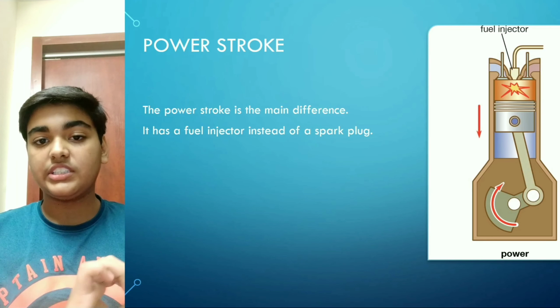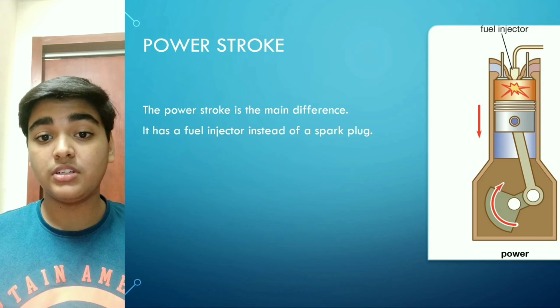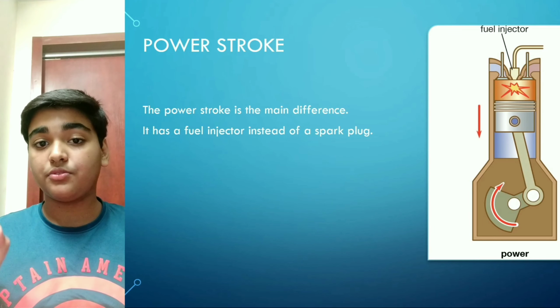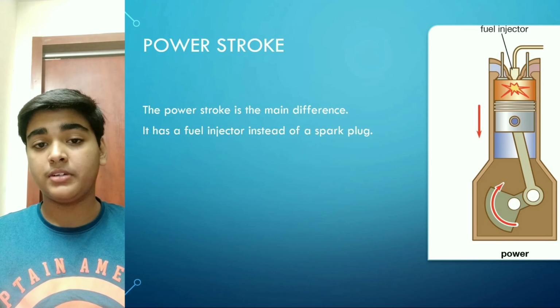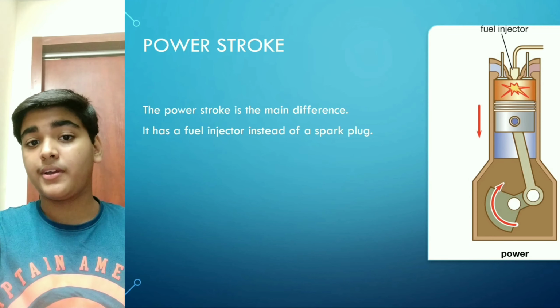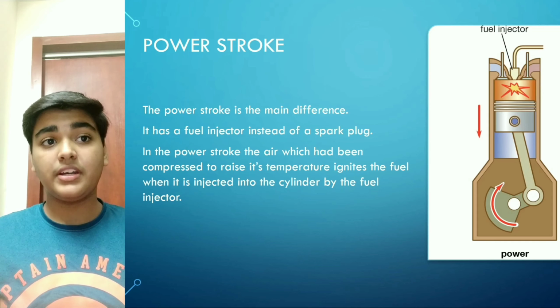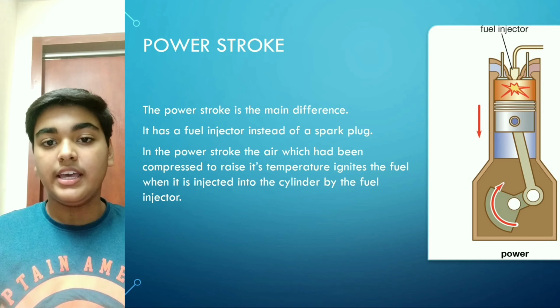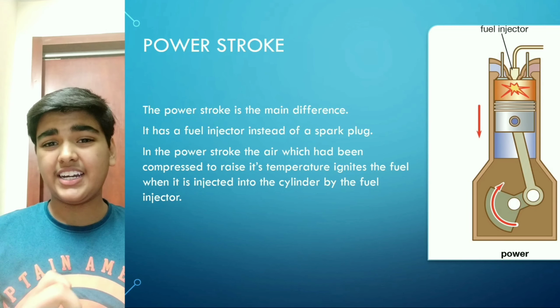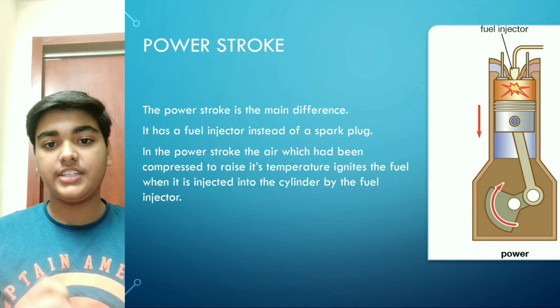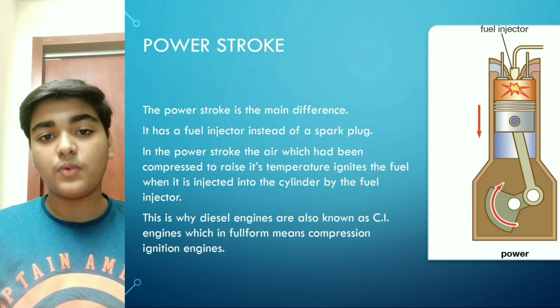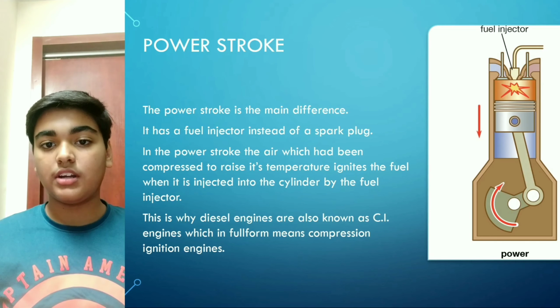The power stroke is the main difference between a petrol and a diesel engine. It has a fuel injector instead of a spark plug, which you could tell right away by looking at the picture. In the power stroke, the air, which had been compressed to raise its temperature, ignites the fuel when it is injected into the cylinder by the fuel injector. This is why diesel engines are also known as CI engines, which in full form means compression ignition engines.